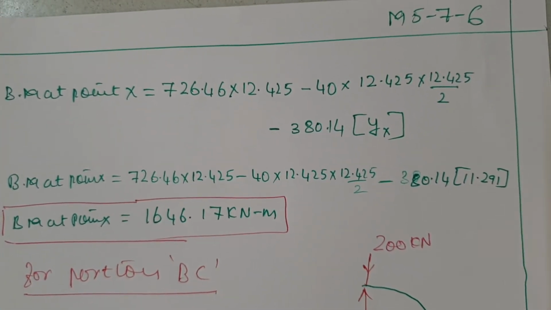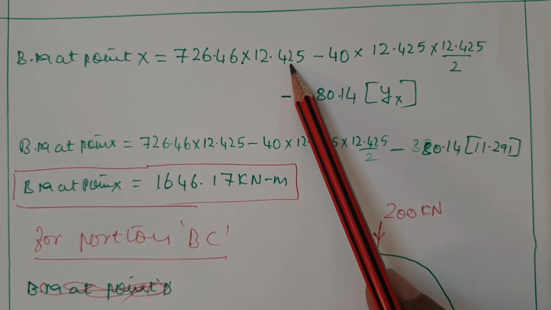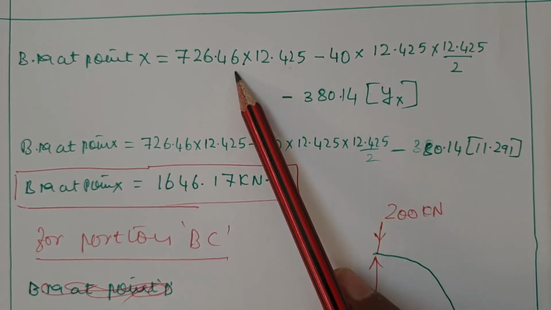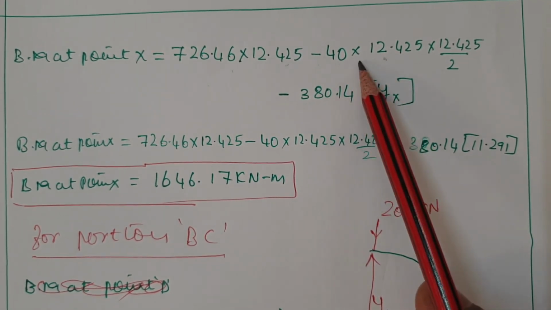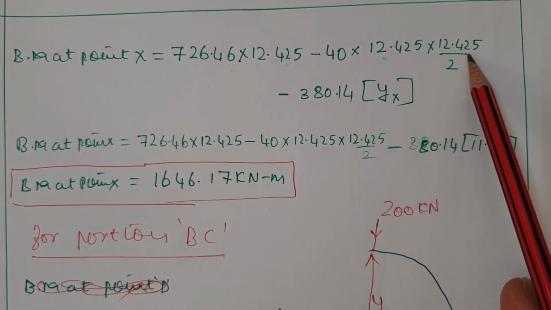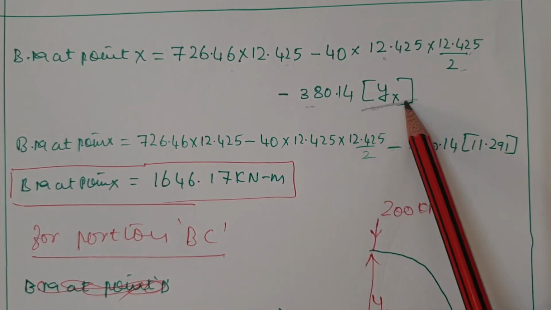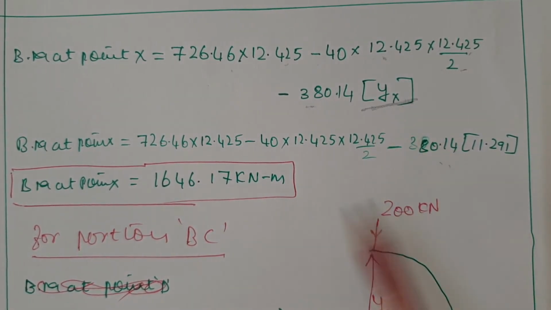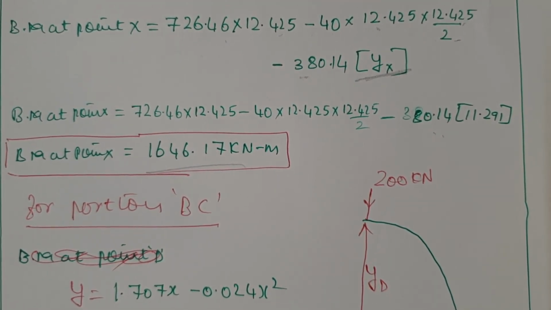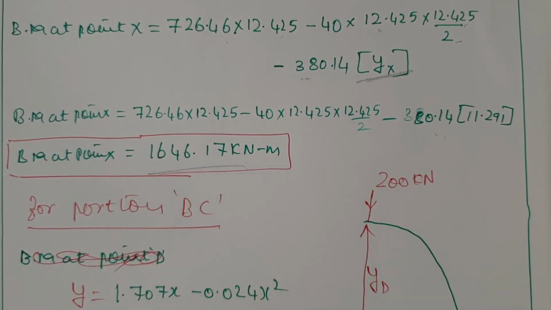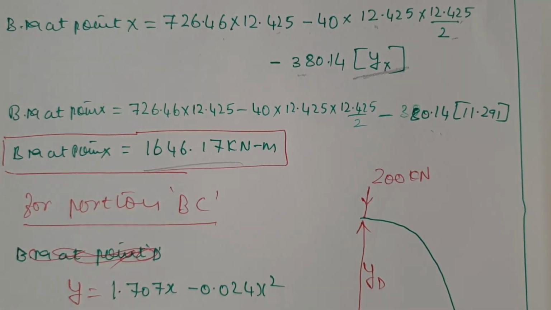So bending moment at point x as follows: vertical load multiplied by 12.425 because positive moving upwards, minus 40 into, this is a vertical load acting downwards, so that's why 40 into 12.425 multiplied by 12.425 by 2, and horizontal load, its vertical distance as Yx, and we know Yx value. Substitute that one, you will get the maximum bending moment at that point. So it will be 1646.17.